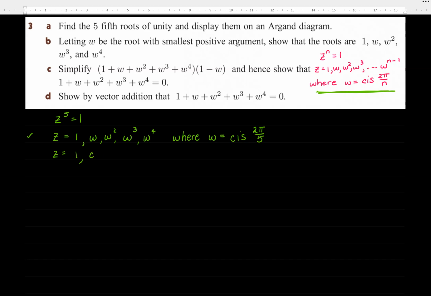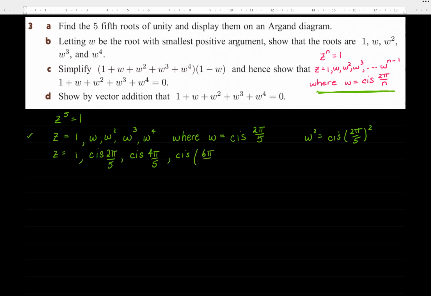W will be cis 2 pi on 5. Okay, W2 will be cis 4 pi on 5. All I'm doing is I'm timesing because you're squaring, right? Because W squared equals cis 2 pi on 5 squared using de Moivre's theorem, right? Becomes 4 pi. And of course, then we get 6 pi.